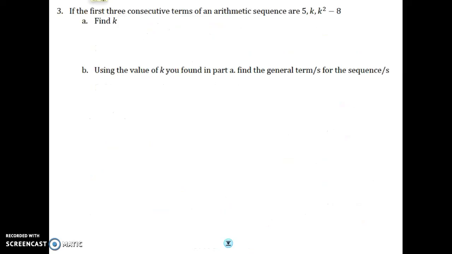Moving on to the next example now, and this is a little bit more typical of what you'll see in your quiz. We have the first 3 consecutive terms of an arithmetic sequence, and they've been expressed as 5. So a_1 is 5, a_2 is equal to k, and a_3 is equal to k squared minus 8. To establish the value of k that makes this sequence arithmetic, we need to actually recall the definition of an arithmetic sequence.